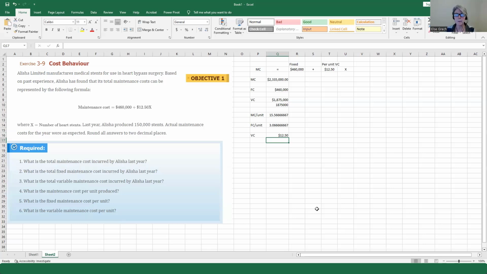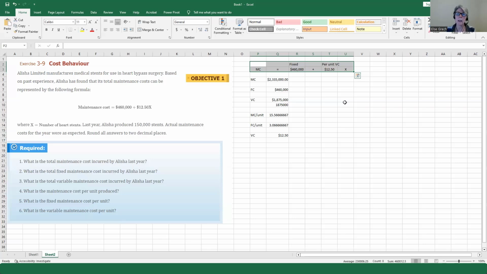160,000 units, can we use this formula to calculate the total maintenance cost? Is this a prediction or an exact number? If we calculated it using 160,000 units or stents, would it be a prediction or an actual number? And the answer is it would be a prediction.